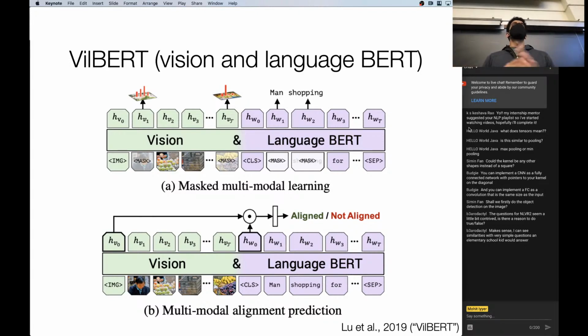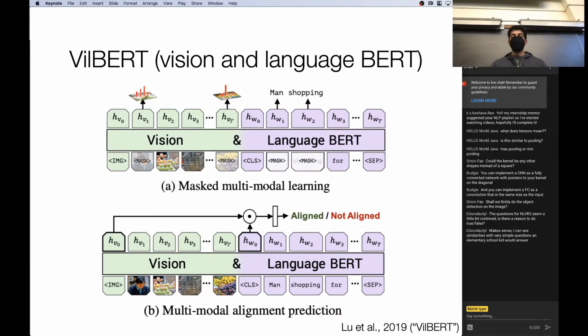Essentially, it's the same thing as BERT, the same sort of architecture. And you see over here on the right, the language BERT. So these models are applied to image captioning data sets. MS COCO is a very popular image captioning data set. It contains an image paired with multiple captions of that image. And so over here, this language BERT is basically going to be operating over the caption, the text of the caption. So here, man shopping for blah, blah, blah.